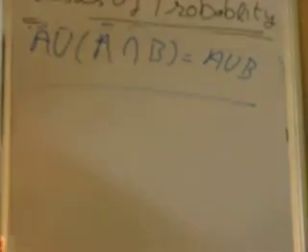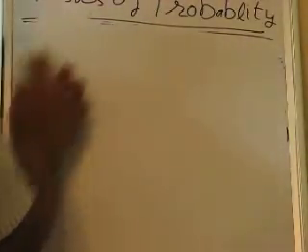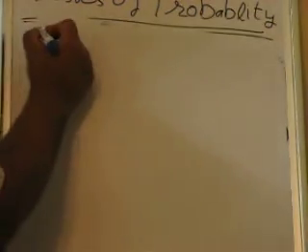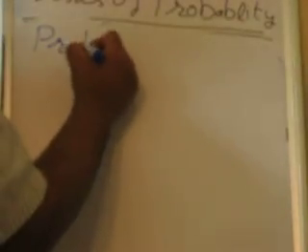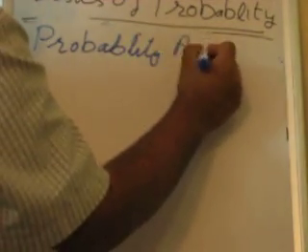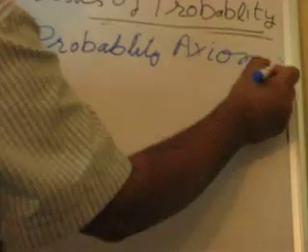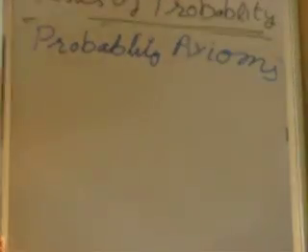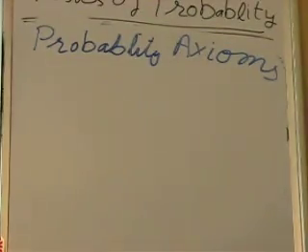These were the laws. Now I will discuss the axioms of probability. In probability you have three axioms. Those are the three basic rules.